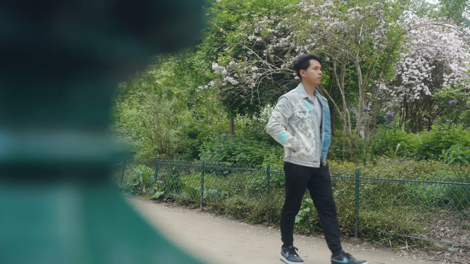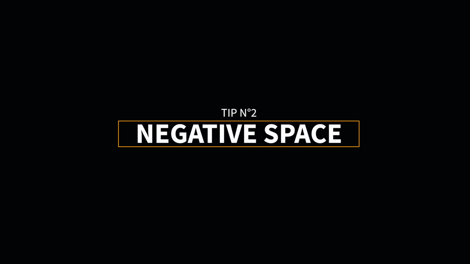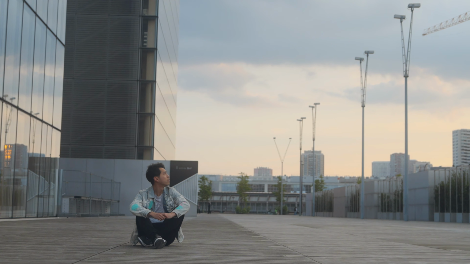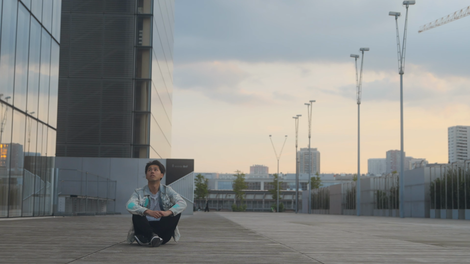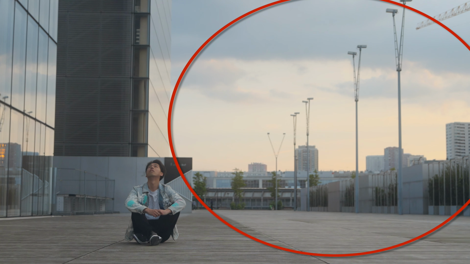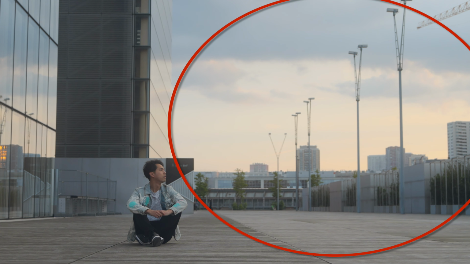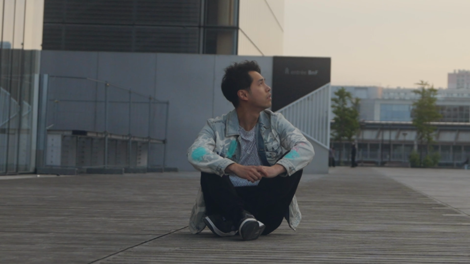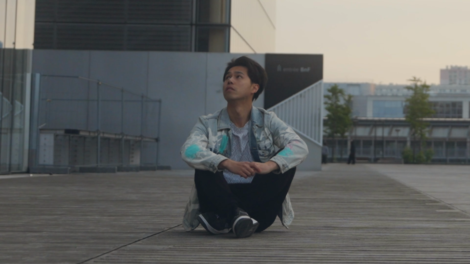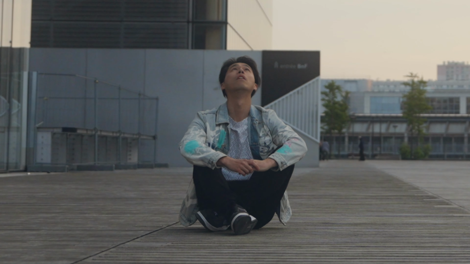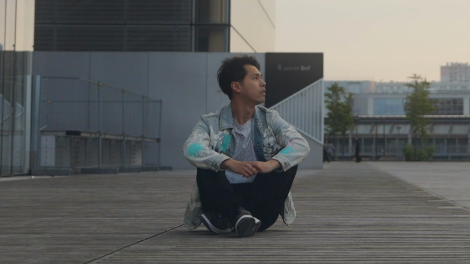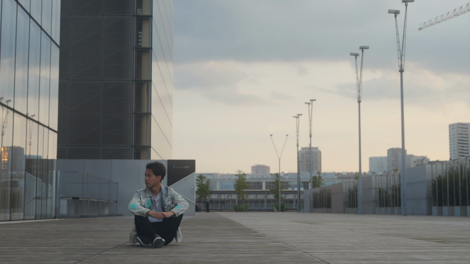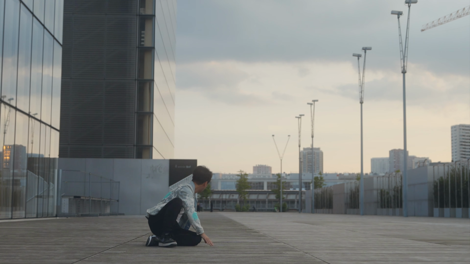Tip number 2, pay attention to negative space. Negative space is the area around your subject, and it can be just as important as the subject itself. Leaving some space around your subject can create a sense of balance and harmony in your shot, while filling the frame completely can create a sense of tension and claustrophobia. However, it's important to use negative space intentionally. Here again, too much negative space can make your shot feel empty.